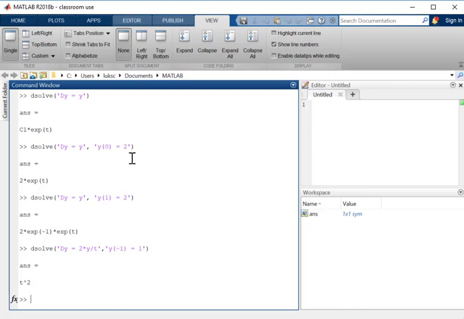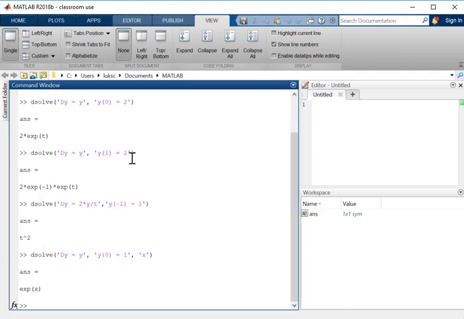Okay, now if you really don't want to have t as your variable, you can put in something else. You could choose an x. So for instance, dsolve dy equals y, subject to y of 0 equals 1, and then in parentheses x. And so now it uses exponential of x instead of exponential of t. But the default is going to be t.